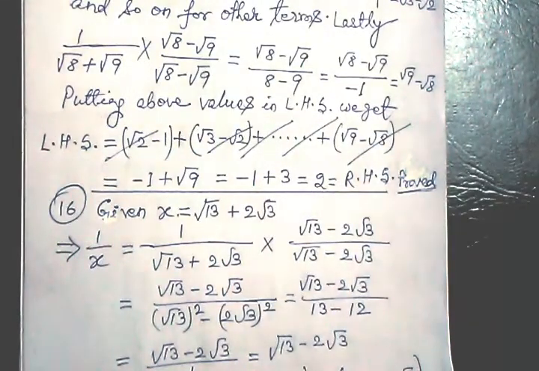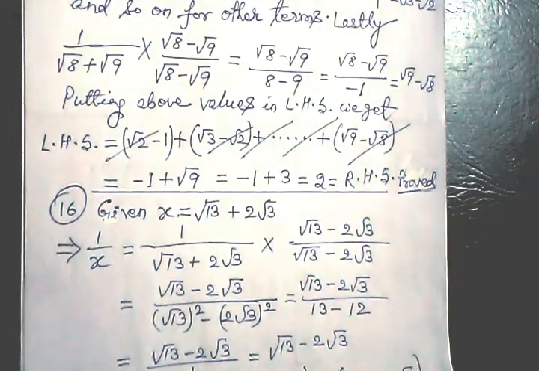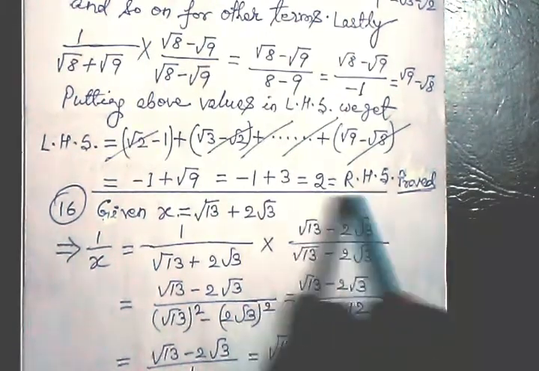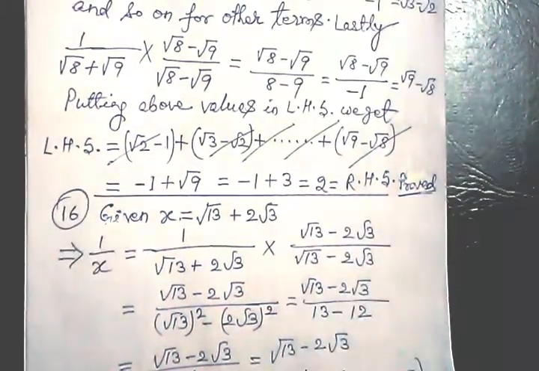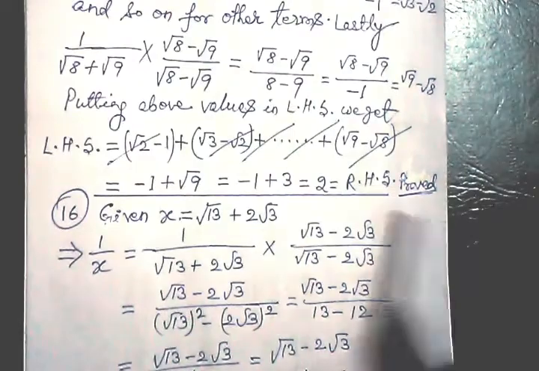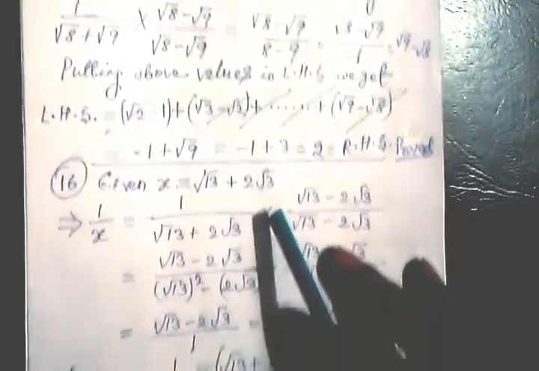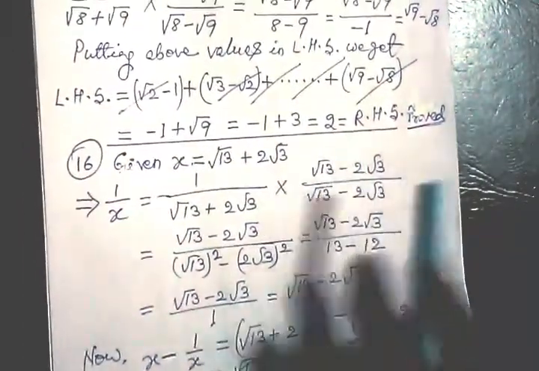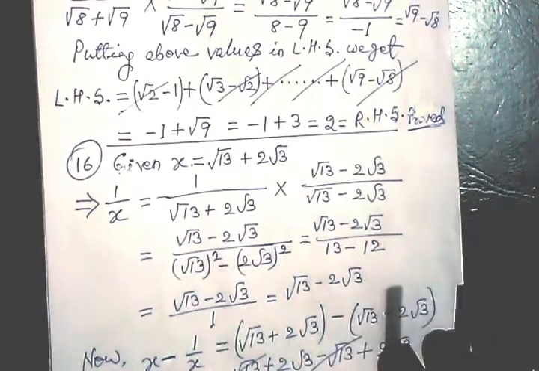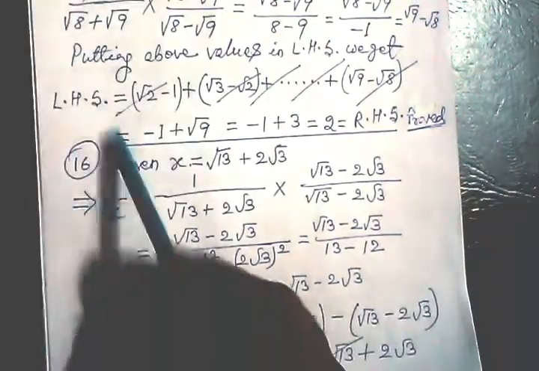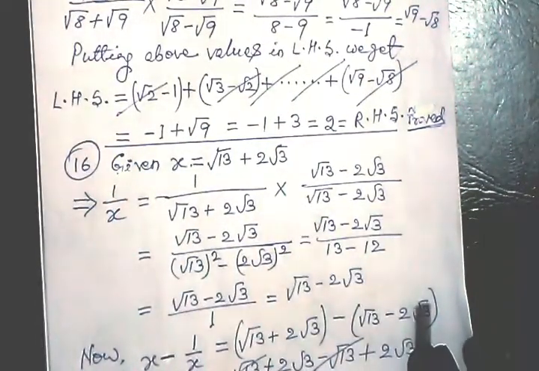You see the value in RHS in your book, it is given there. So that is the RHS. So hence this sum has been proved. So you will write here proved. Now coming to the next sum, now you concentrate, see your book, sum number 16. This is the 16 number sum.